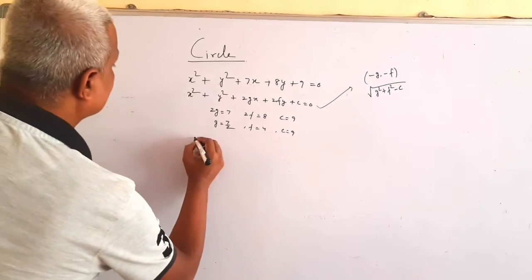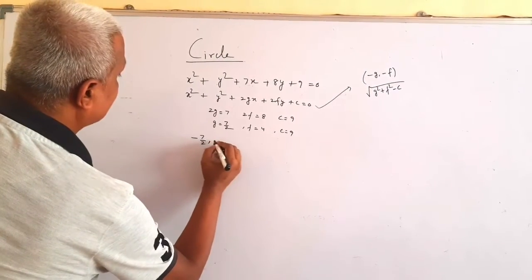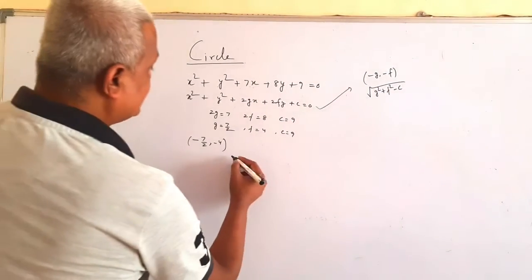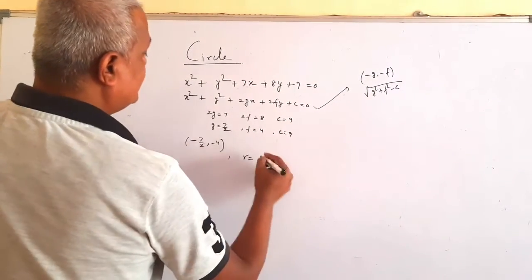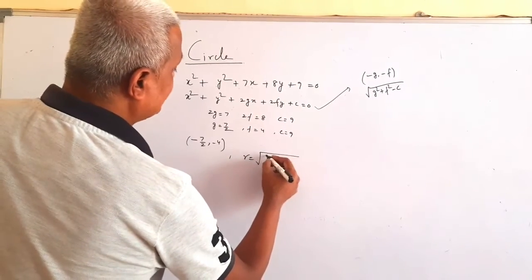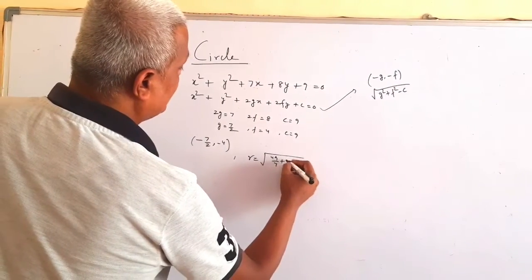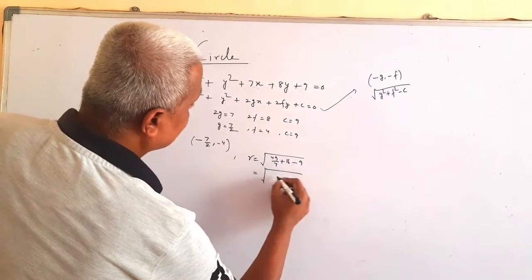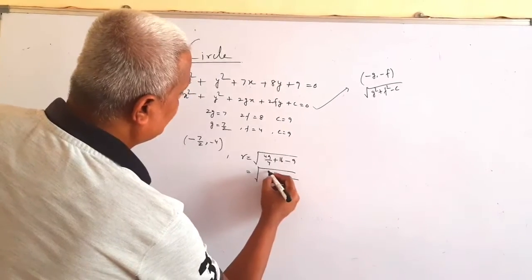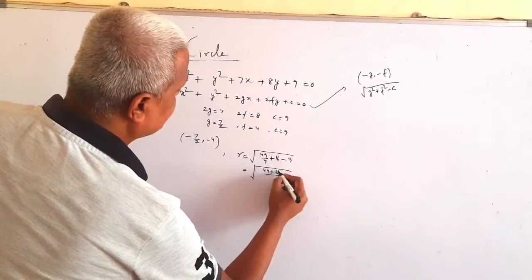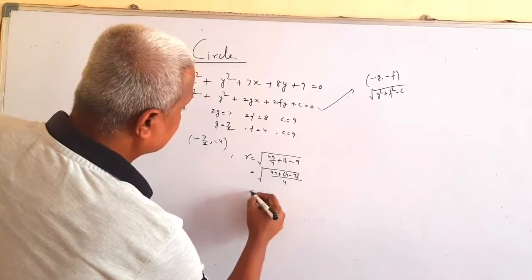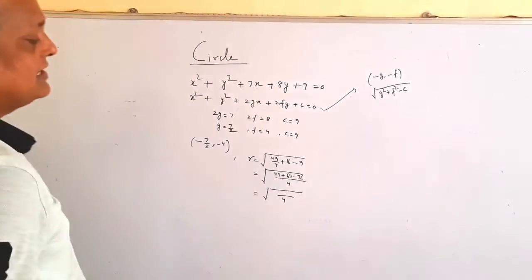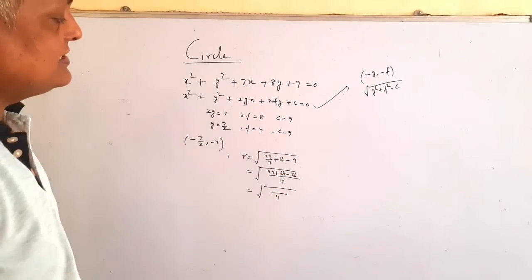So the center looks like (-7/2, -4). But what about the radius? The radius r is the square root of g square, that is 49 over 4, plus 16 minus 9. Then how can you get this? So 49 plus 64 minus 36, all under root, over 4, and then this is 66.